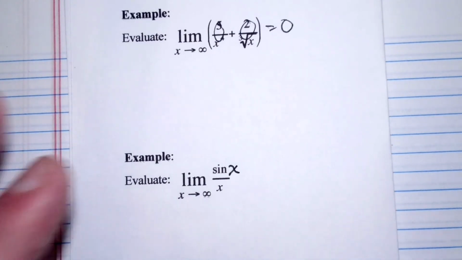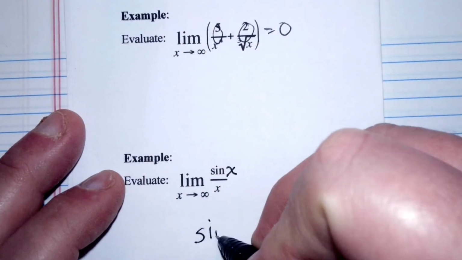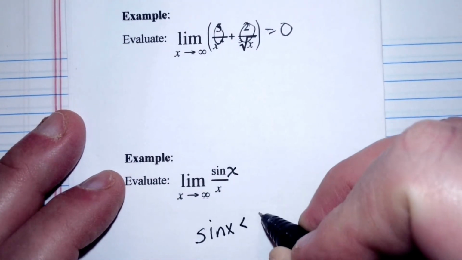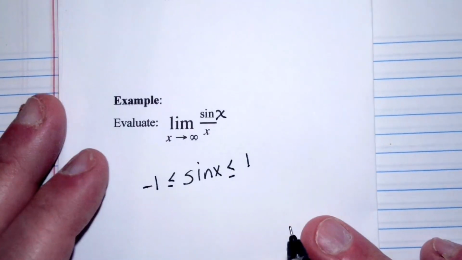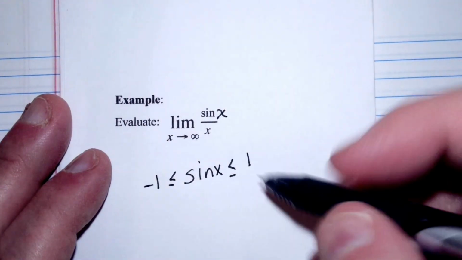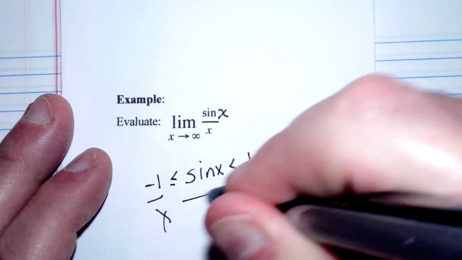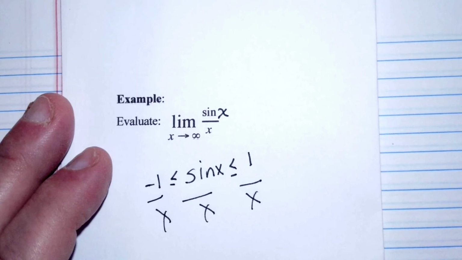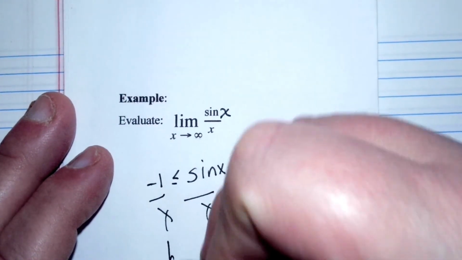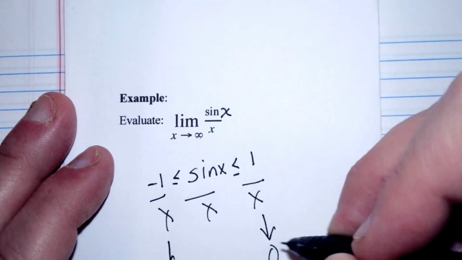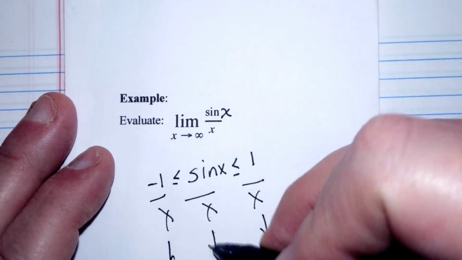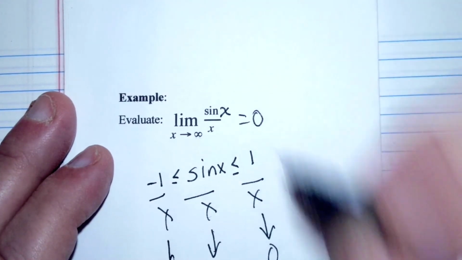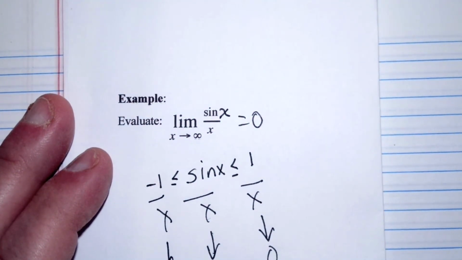So what are we going to do? Well, you may recall that the sine of x is always between 1 and negative 1. So if I divide all 3 parts of this by x, we know that that's tending to 0, that's tending to 0. This gets trapped in between, so by the squeezing theorem, that also tends to 0. So the limit as x tends to infinity of sine x over x is 0.